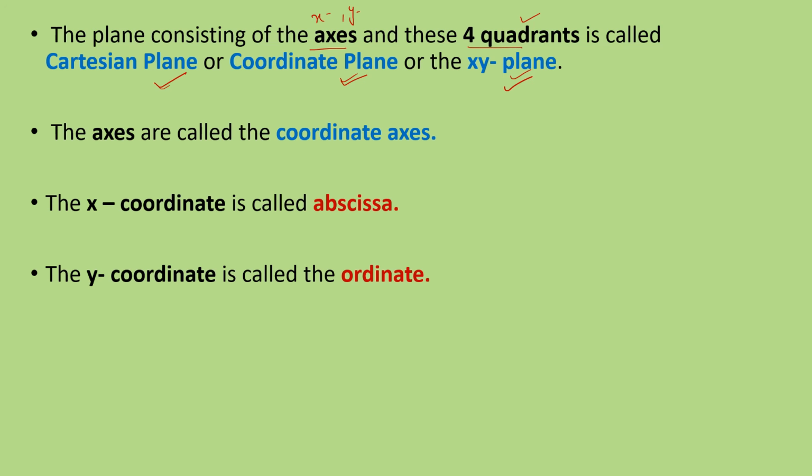The axes are called the coordinate axes. X-axis and y-axis, these are called the coordinate axes. The x-coordinate is called the abscissa. This we have discussed when writing the coordinates of any point. Suppose this is (x, y). So this x-coordinate is called the abscissa and this y-coordinate is called the ordinate. So these are some important points of this chapter.